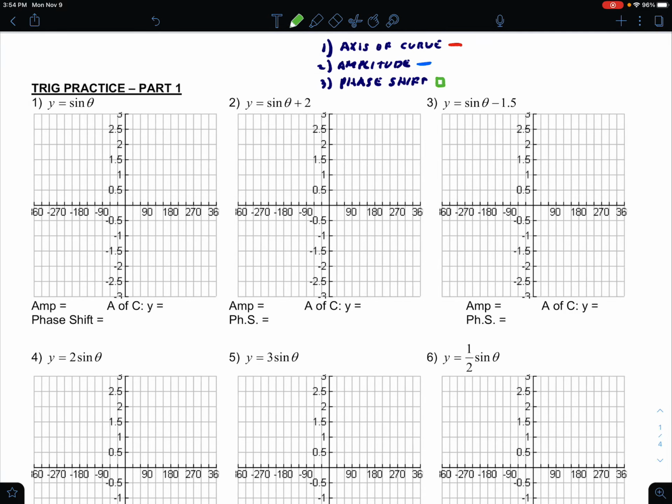How do we do transformations? Well, let's follow this path. First, we check for the axis of the curve and graph it. Amplitude, graph the top, bottom. Phase shift, where does it start?